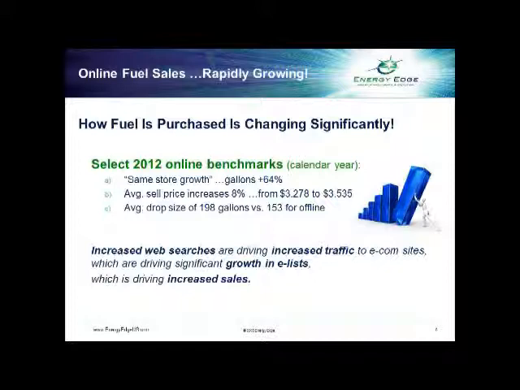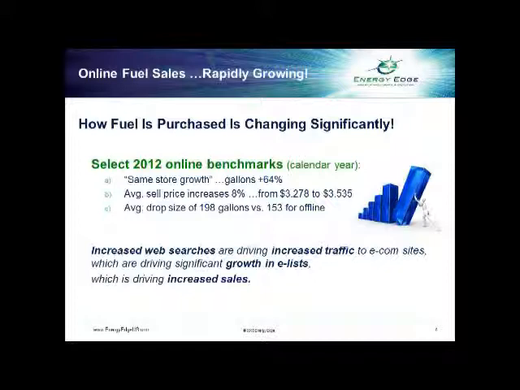However, still at that 195 gallons, the important information here is that's still about 42 gallons higher than the offline drop size. So your online deliveries, we're talking heating oil at this point, are significantly more efficient than the offline, which has tremendous positive impact in terms of your fleet efficiency and profitability of your fleet.